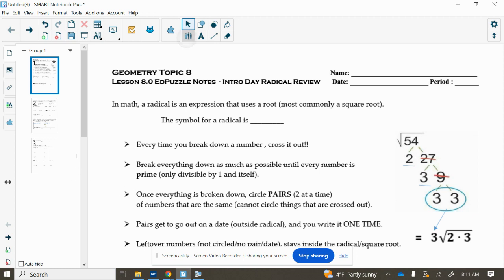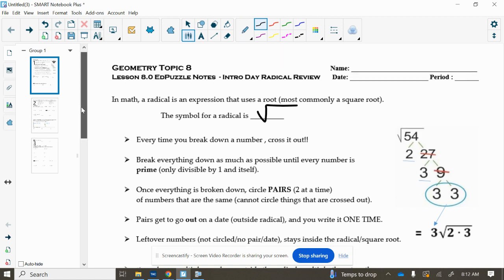Now, in math, a radical is an expression that uses a root. Most commonly, we use a square root. Now, there are other roots. You could put a cube root, with a little 3, or a 4 would indicate a fourth root. But most commonly, we deal with a square root, which undoes a squared value. We have a little 2 there, we just don't usually write the 2 with our most common radical. We just assume this means square root. Otherwise, it would have a different root in there.